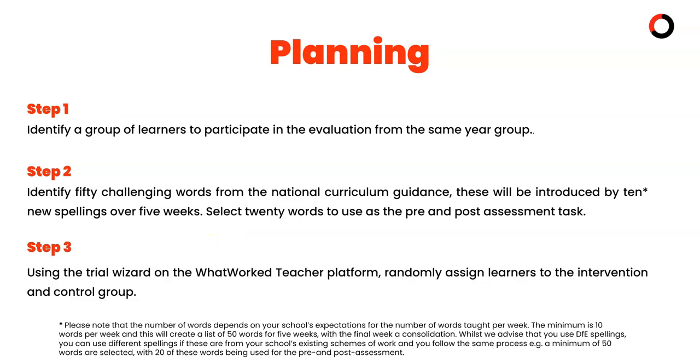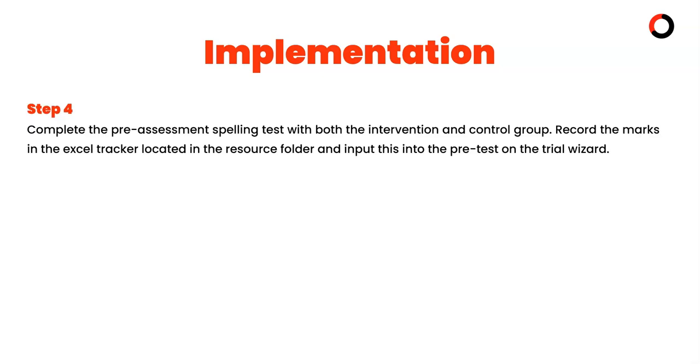Step 3. Using the trial wizard on the What Worked Teachers platform, randomly assign learners to the intervention and the control group. Implementation. Step 4. Complete the pre-assessment spelling test with both the intervention and the control group.